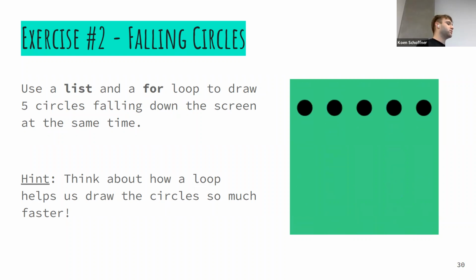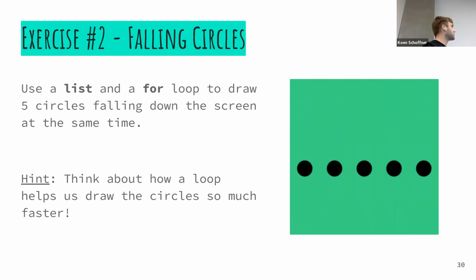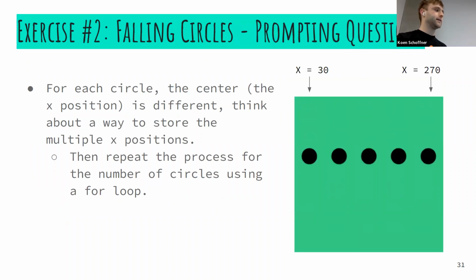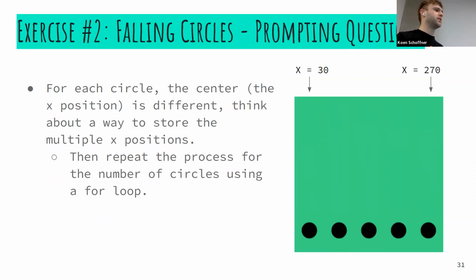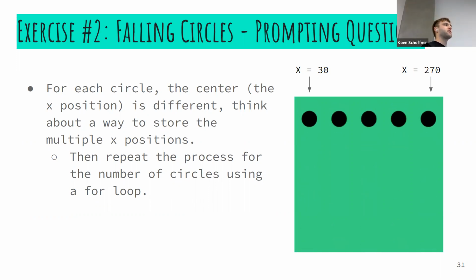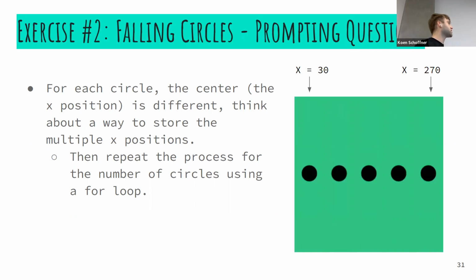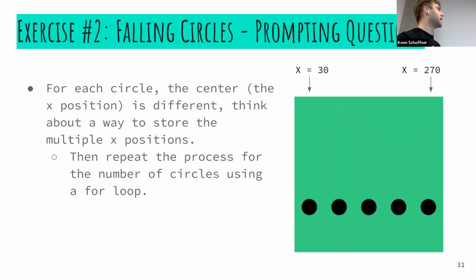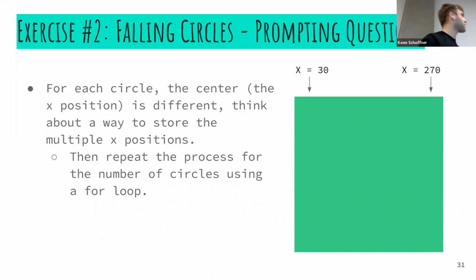Think about how the loop helps us draw the circles, right? Also keep an eye on the center position of the X, like the X is different, right? Think about a way to store multiple X positions, and repeat the process as many times. But again, you're repeating a process, so use a loop. It's much more efficient, easier to read as well.